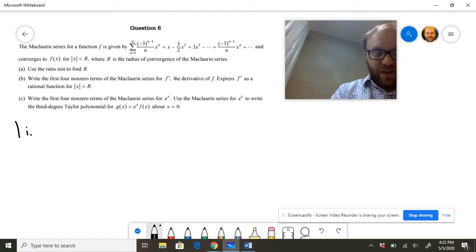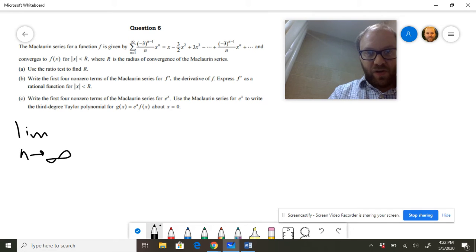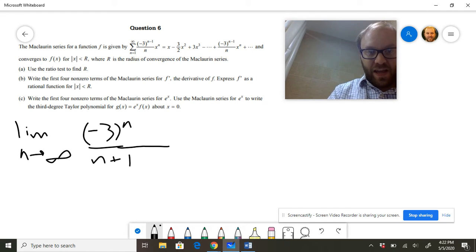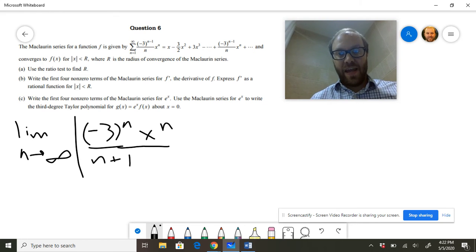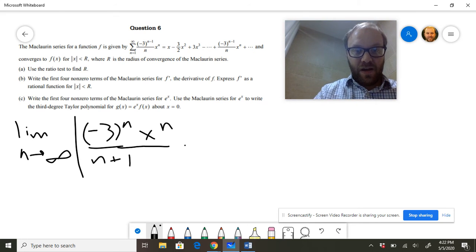We're going to take the limit of the n plus 1 term. That's going to be negative 3 to the n over n plus 1 times x to the n. I'm going to put x to the n in the numerator of this fraction. Okay, and we're going to divide by the nth term. I'm going to do that by multiplying by the reciprocal of the nth term.